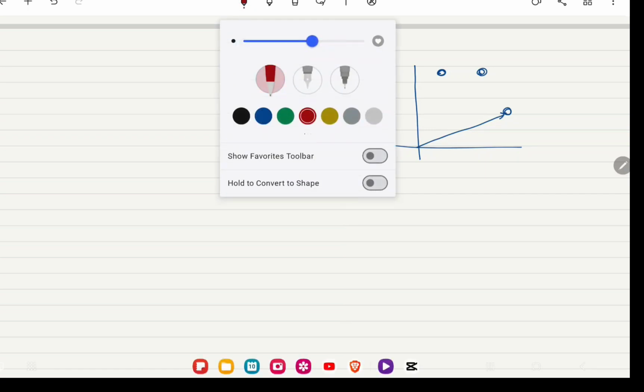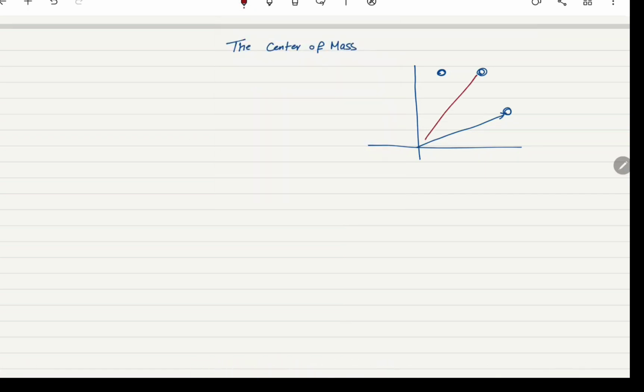Now let's identify the center of mass. Consider that we have a system of 3 masses, like in this one here. So this is mass 1, mass 2, and mass 3. Now this one R1, R2, R3.